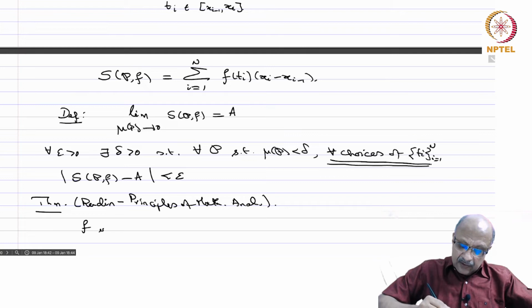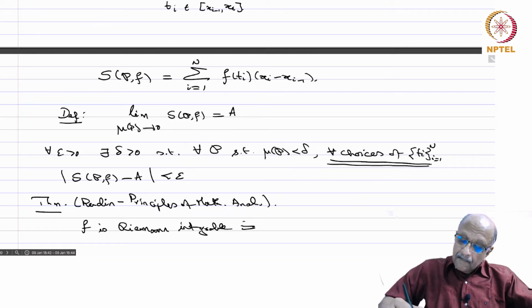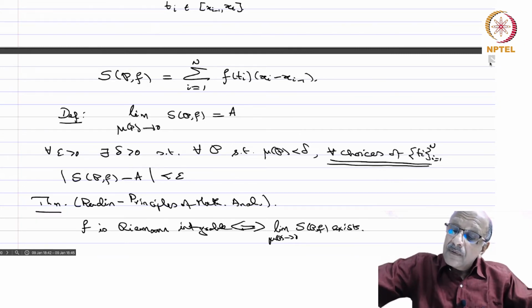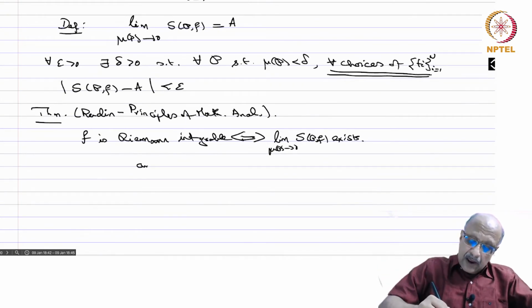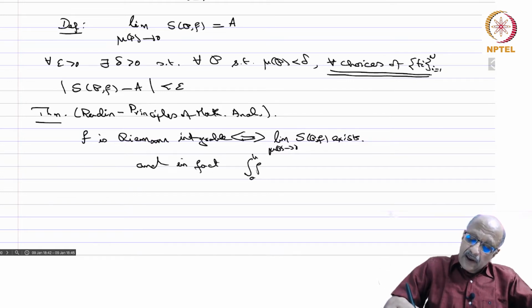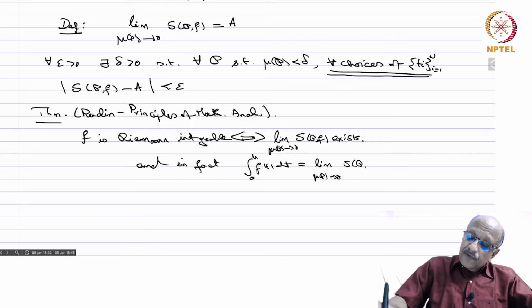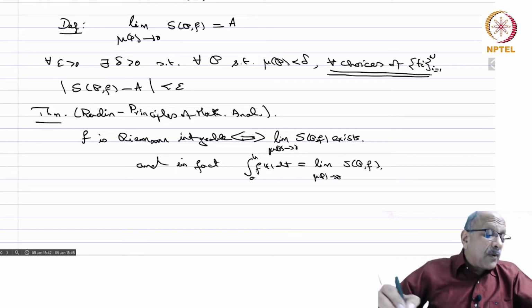So f is Riemann integrable if and only if the limit of S(P,f) as the mesh of P tends to 0 exists, and in fact the integral from a to b of f(t) dt equals the limit of S(P,f) as the mesh of P tends to 0. So this is a very important theorem.